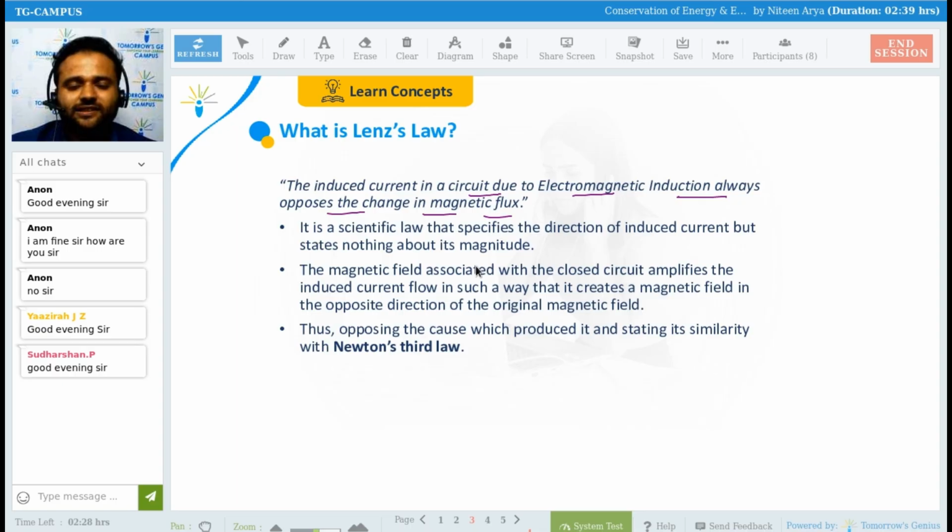You can correlate it with Newton's third law of motion. Newton's third law of motion states that whenever you apply a force on any particular object, that object applies the same force in the reverse direction. That is Newton's third law, right?